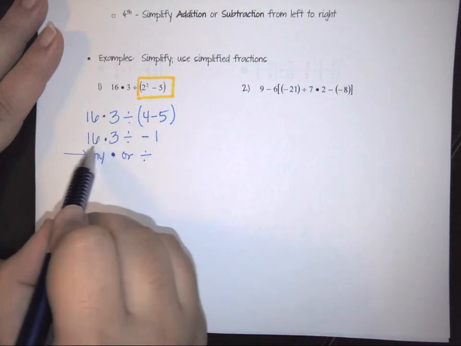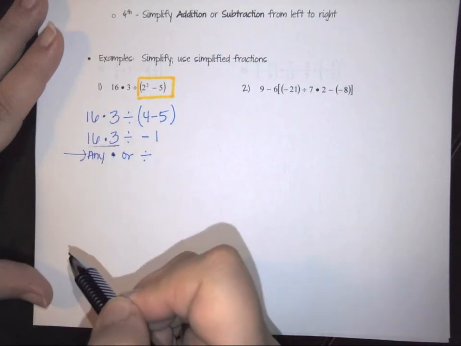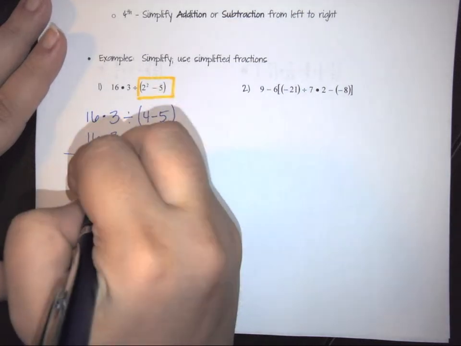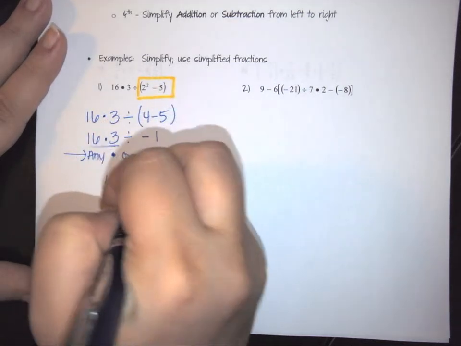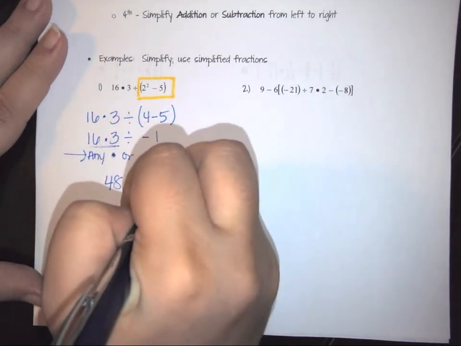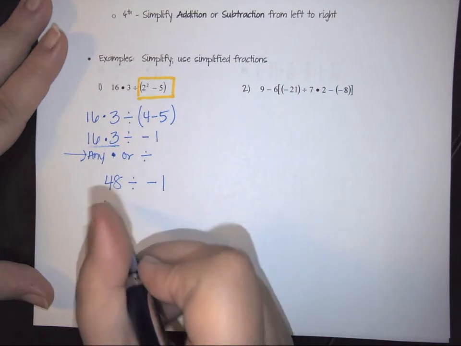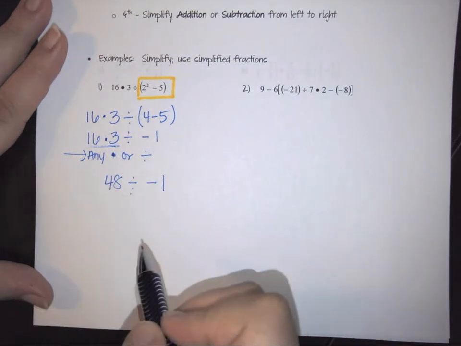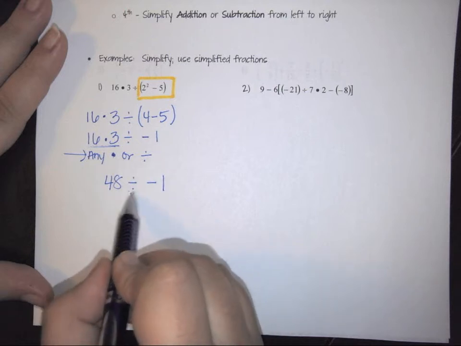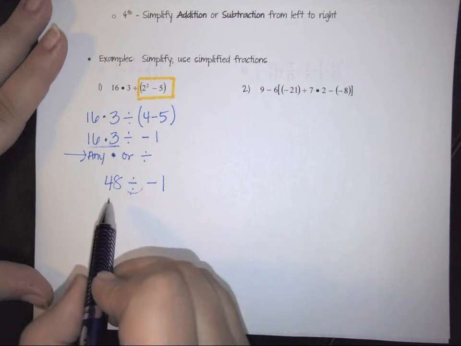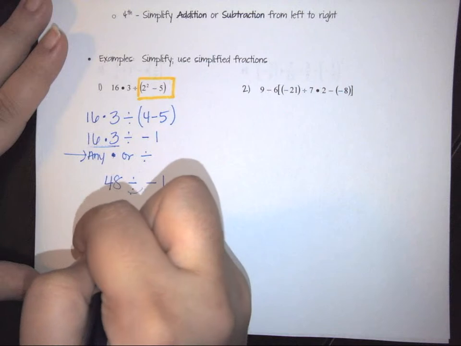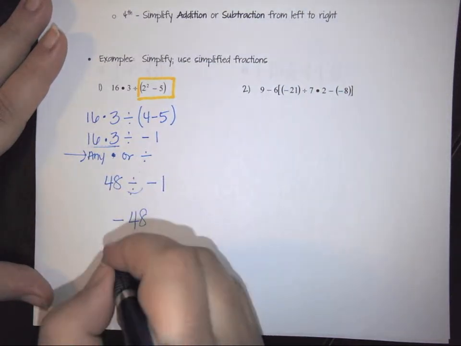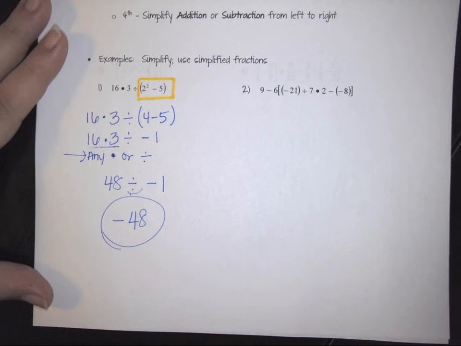Here I have 16 times 3, so I have to do that first. 16 times 3 is going to give me 48. Now this is divided by negative 1. The next thing I have to look at is, what do I have next? Well, I've got my division sign here. So I'm going to do 48 divided by negative 1, and that gives me negative 48. Since there's nothing else for me to do, that is my end result.